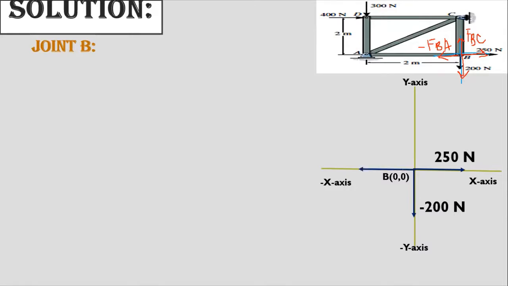Another force is the member force, that is minus FBA, because it is lying on the negative x-axis. Why are we taking BA? Because we are making the free body diagram at joint B. For example, we have an upward force that is lying on the positive y-axis, that is FBC, member force, that is positive one. So now we are going to solve it.